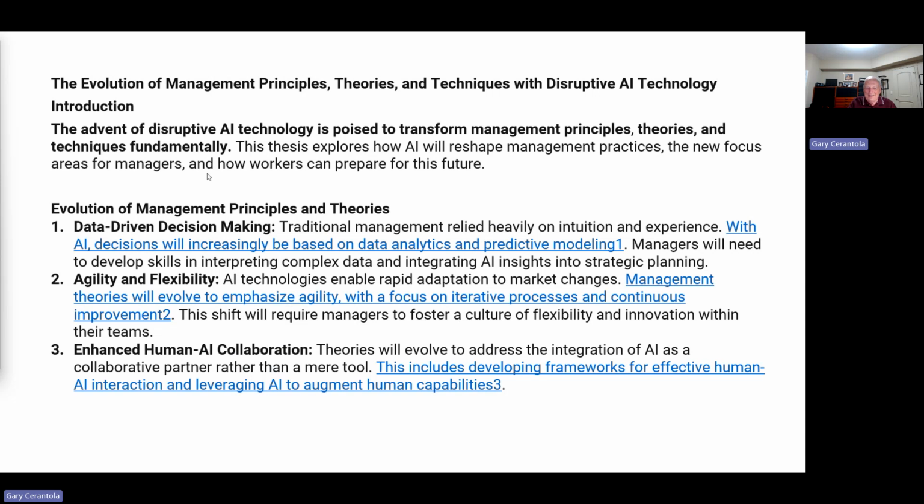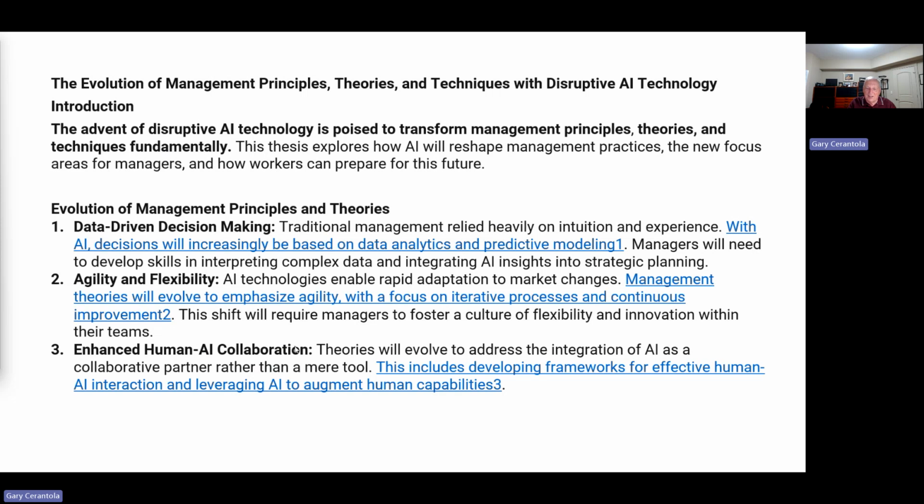So again, in terms of evolution of management principles and theories, look at where these things are going in terms of data-driven decision making, in terms of agility and flexibility, in terms of enhanced human-AI collaboration. These articles really will give you an idea of what's going to go on in terms of where you'll have to evolve these management principles and theory, and it will all be driven by disruptive AI technology to transform those management principles.